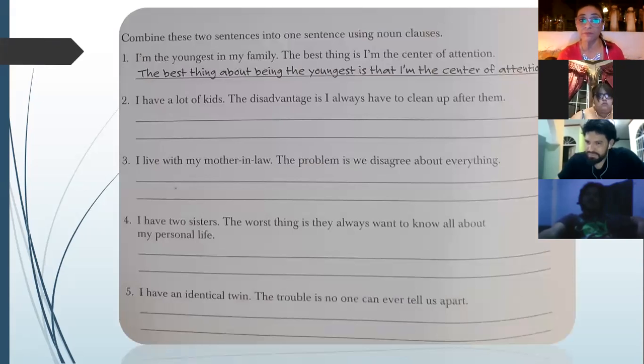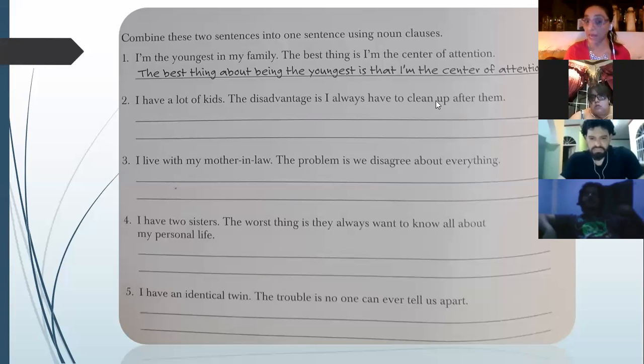Then we had this one. It says combine these two sentences into one sentence using noun clauses, and you're given an example. I'm the youngest in my family. The best thing is I'm the center of attention. With those two ideas, you have to make one, using a noun clause with a relative pronoun. The best thing about being the youngest is that I'm the center of attention. You have is, and right after that, the relative pronoun that, and after that you have I, and then the verb am, and then the rest of it.